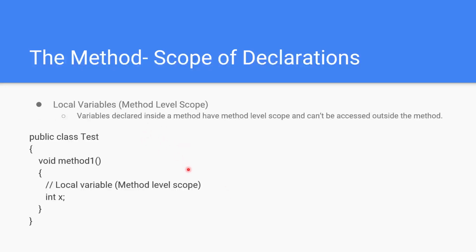And then there are also local variables. Variables declared inside of a method have method level scope and cannot be accessed outside of the method. We can see here this is obviously not class level. So int x here is only accessible within method 1. If we created another method 2 and tried to access x, we would get an error that it's an undeclared variable.